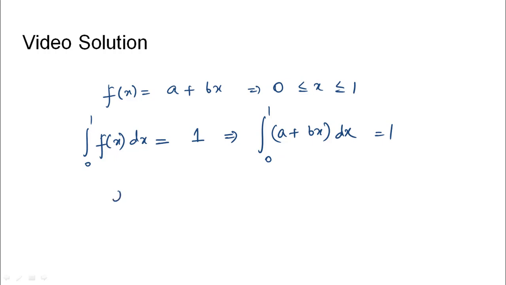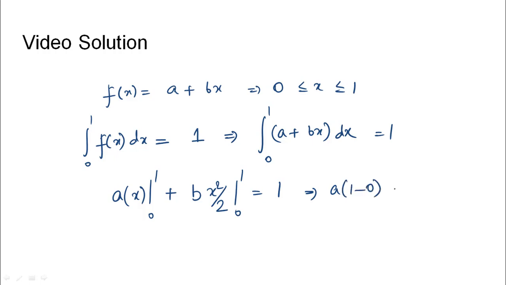The integral of a will be ax from 0 to 1, and similarly plus b, the integration of x would be x square by 2, with the limits from 0 to 1. This becomes a into (1 minus 0) plus b by 2 into (1 minus 0), which will be 1. Solving this would give us 2a plus b equals 2.